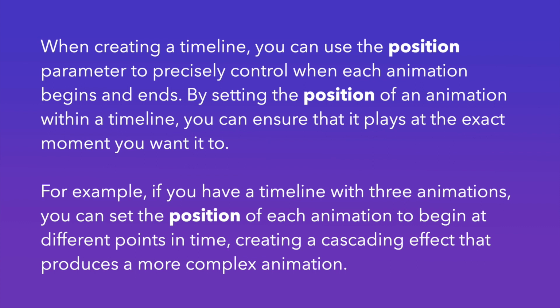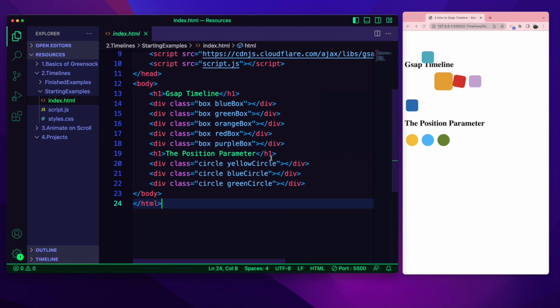For example, if you have a timeline with 3 animations, you can set the position of each animation to begin at different points in time, creating a cascading effect that produces a more complex animation. Let's see an example of a simple timeline that contains 3 tweens and utilizes the position parameter to set the timing of each tween. In your HTML files, you will see 3 circles. Let's first add them to a timeline.